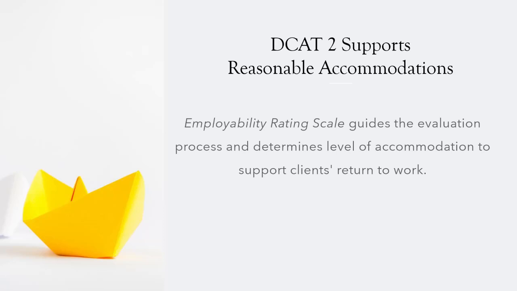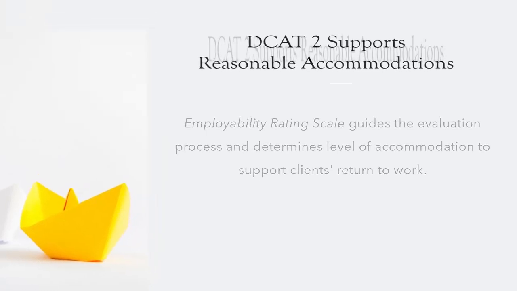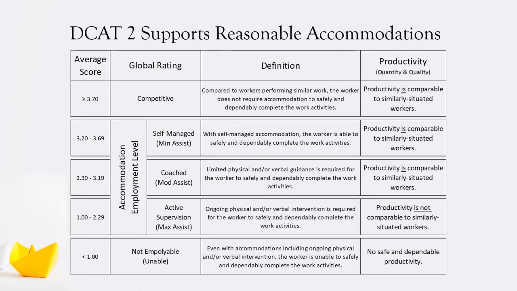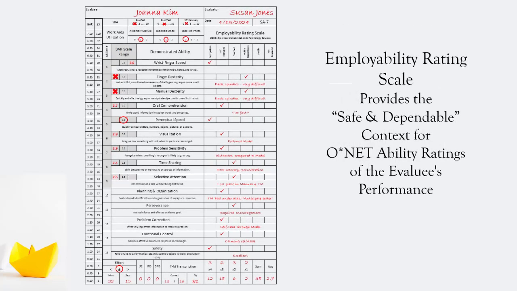The DCAT-2 employability rating scale provides structure that is followed by the evaluator to determine the level of accommodation the client will need to return to work. The rating scale is embedded in each of the DCAT-2 evaluation records, so that the evaluation can unfold on a safe and dependable basis at the same time that the evaluee's performance is quantified.